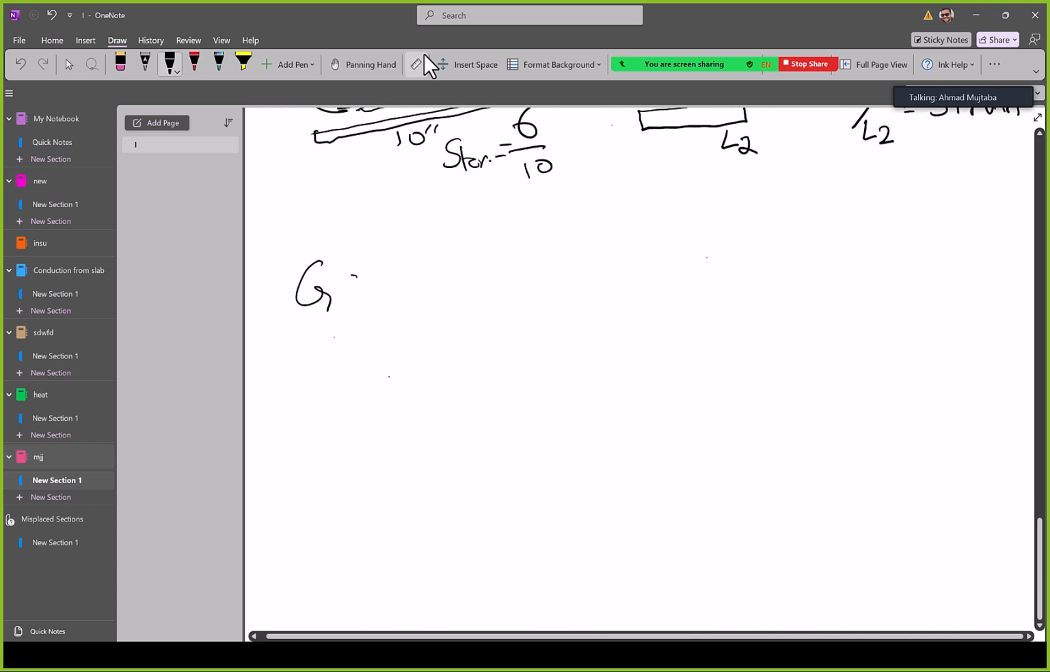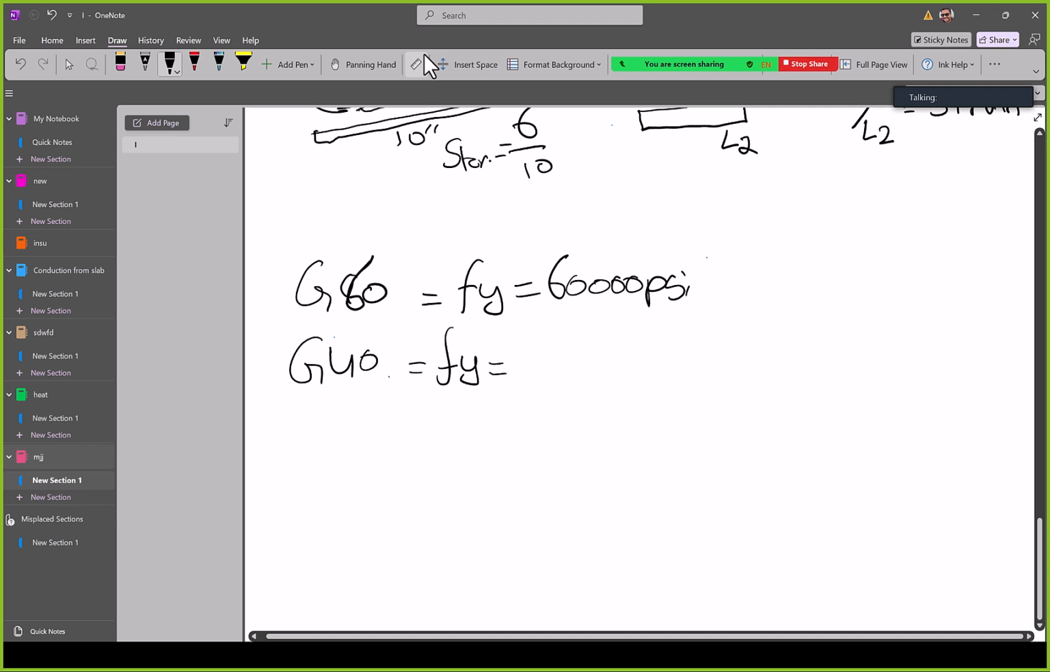Grade 60 has an Fy yield strength of 60,000 psi. So what will grade 40 be? 40,000, sir. 40,000. Similarly, there is grade 80 for special projects.